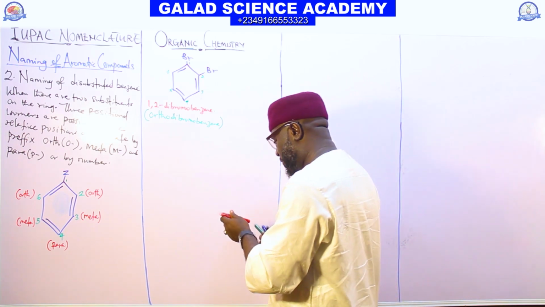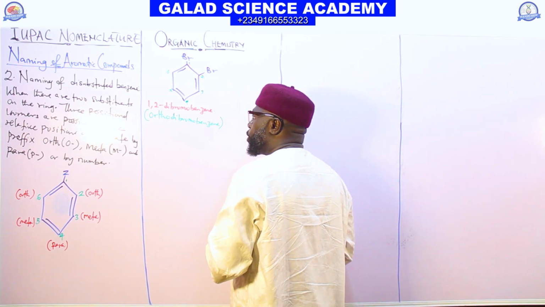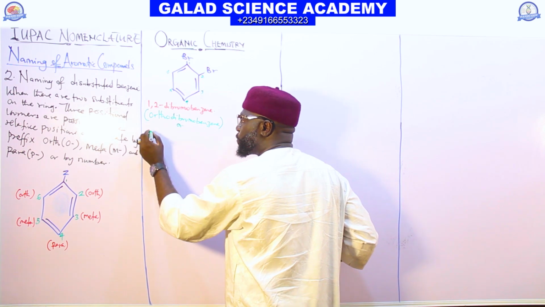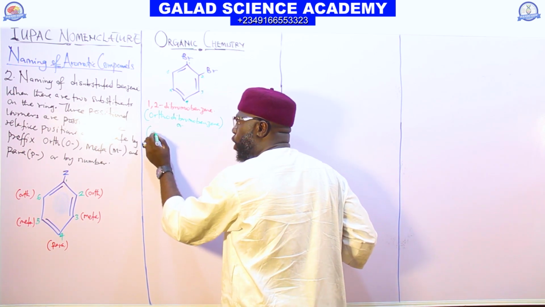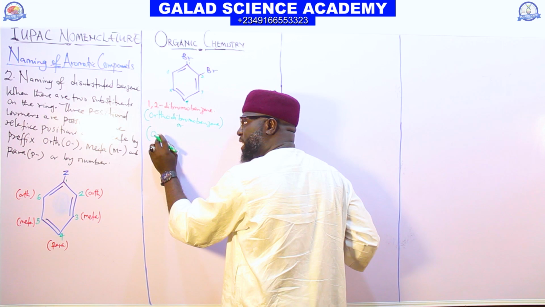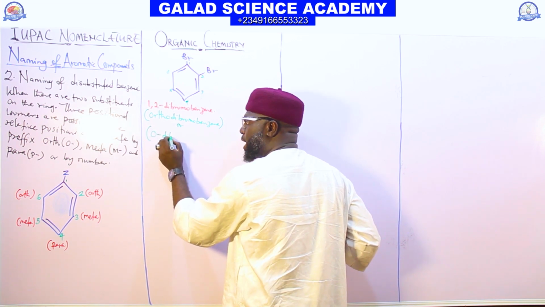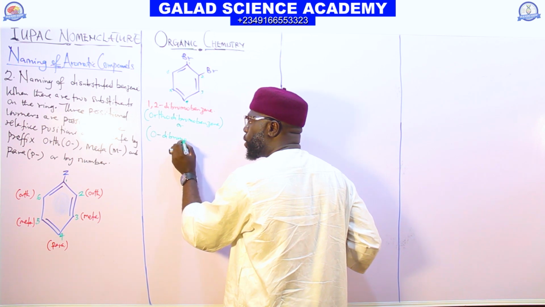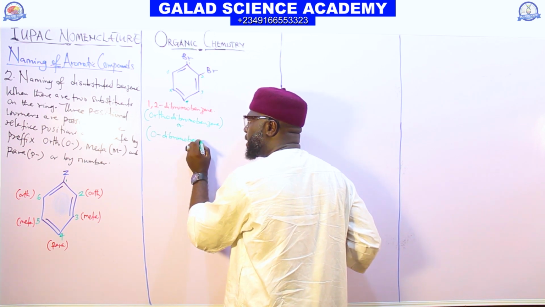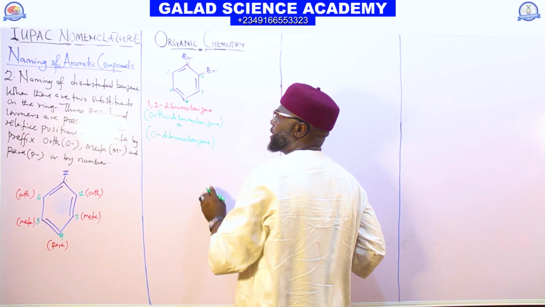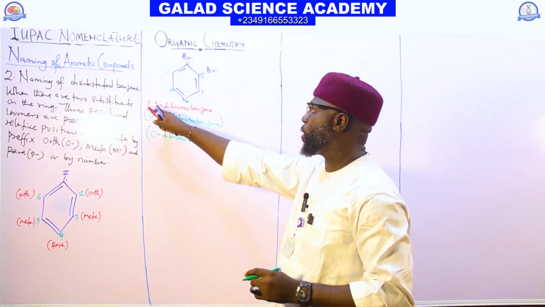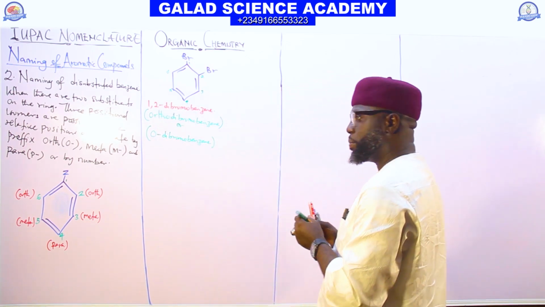And what is the abbreviation of ortho? This can also be in this form. O represents ortho-dibromobenzene. This is another name for the 1,2-dibromobenzene.